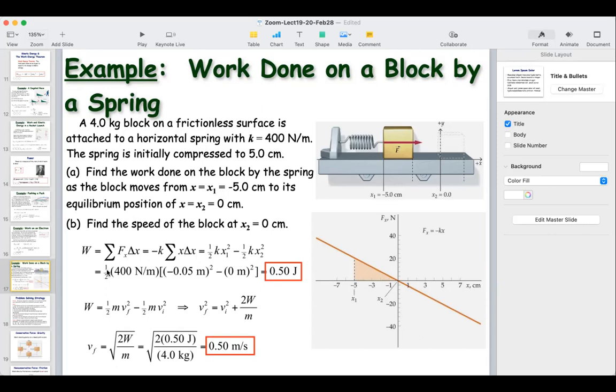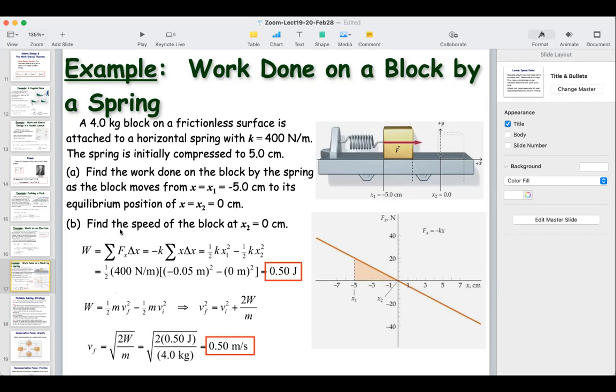So here we have 1/2, doing all these calculations, comes to 1/2 times 400 Newton per meter multiplied by the displacement, which is minus 0.05 meter squared, minus 0 meter squared, which gives you 0.50 joule.